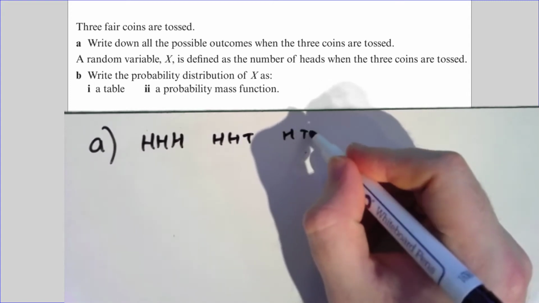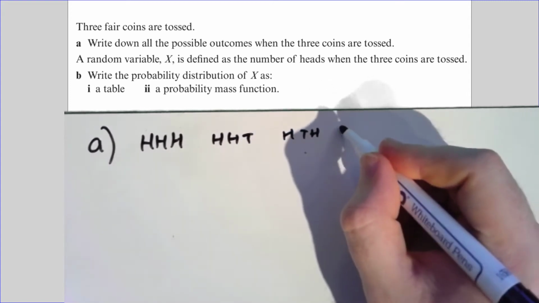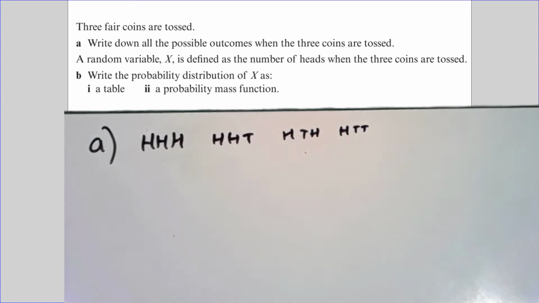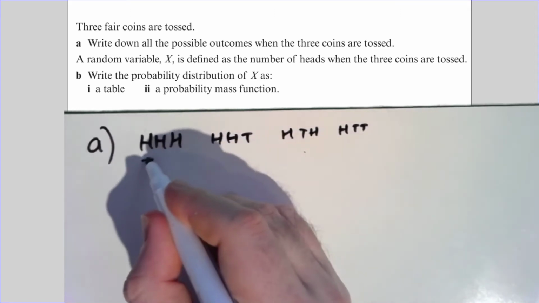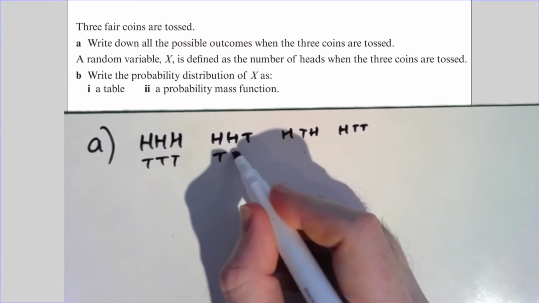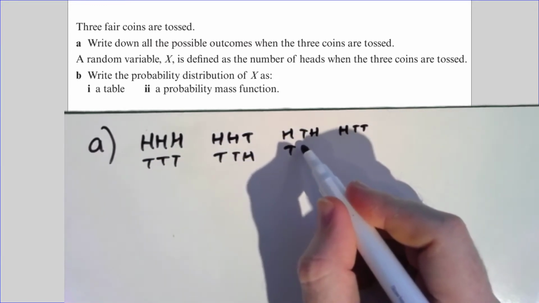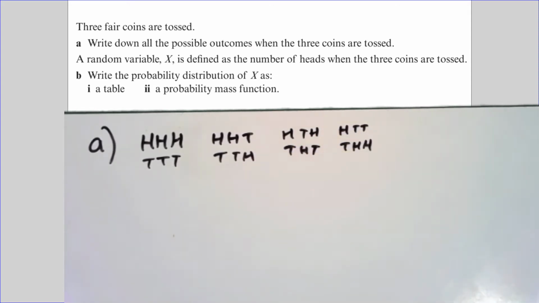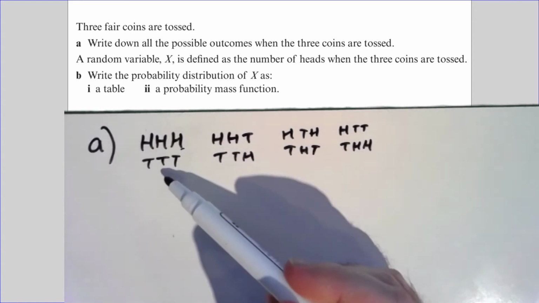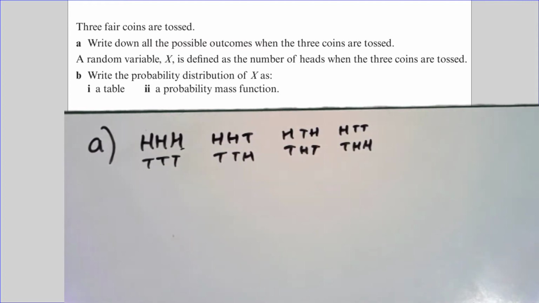So we've got heads, tails, heads. We've got heads, tails, tails. And then we've got all the other ones. So I've done heads first and then 2 heads, 1 head, either way round, 2 tails. So we've got tails, tails, tails; tails, tails, heads; tails, heads, tails; and tails, heads, heads. So these are all the possible different outcomes we can get when we toss 3 coins. Our random variable x is the number of heads. So you can see in this one it's 3. This one it's 0.